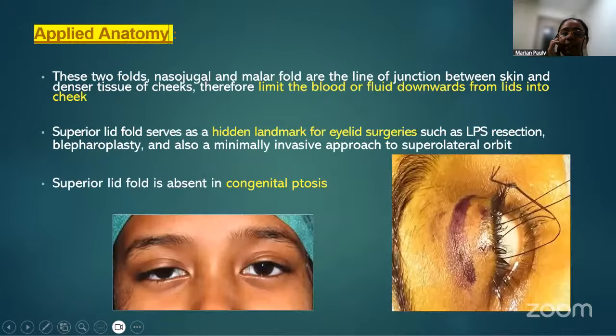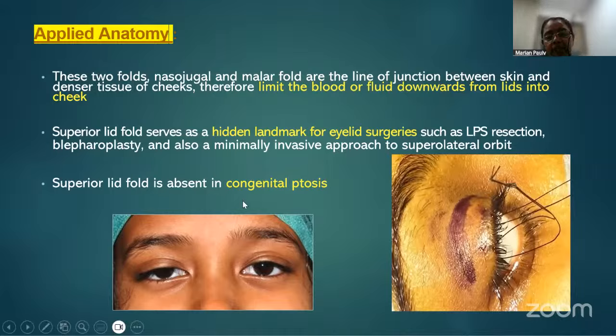Now, what is the relevance of this? Nasojugal fold and malar fold are the line of junction between the skin and the denser tissue of cheeks, therefore they limit the spread of blood or fluid downwards from the eyelid to the cheek. Second, superior lid fold or lid crease serves as a hidden landmark for various eyelid surgeries such as ptosis, blepharoplasty, and all the minimally invasive approaches to the orbit.